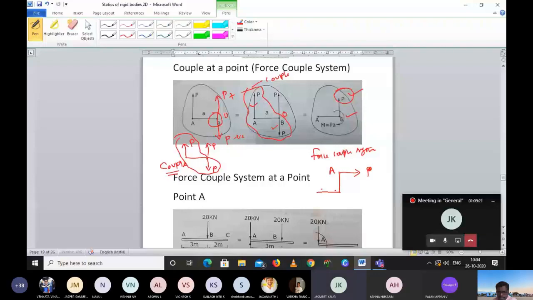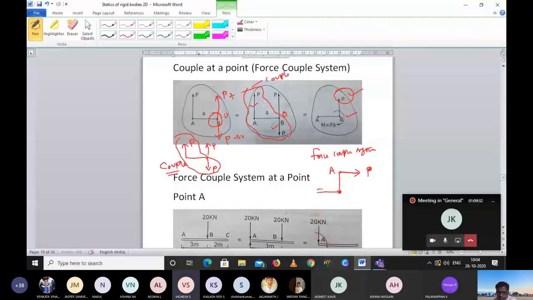Okay, I can ask our friends also whether they will help us. This is the system. There is only one force, P. How to make a force couple system? Can I introduce like this?